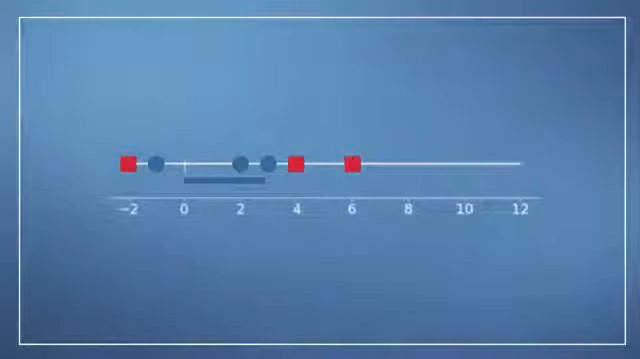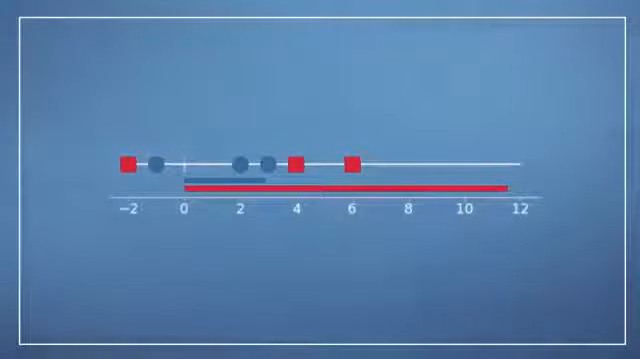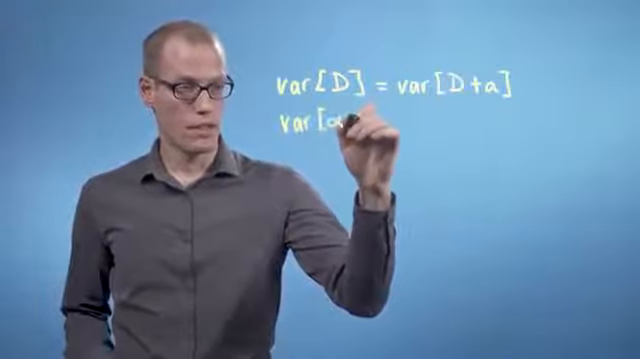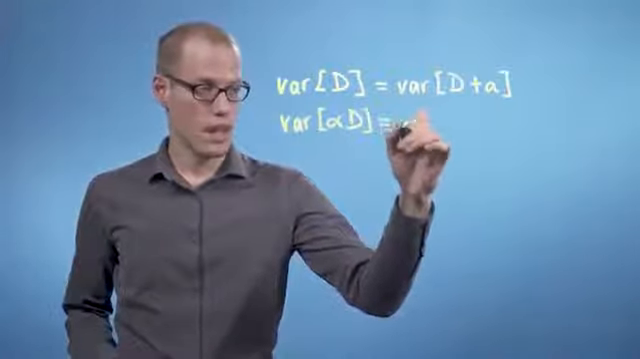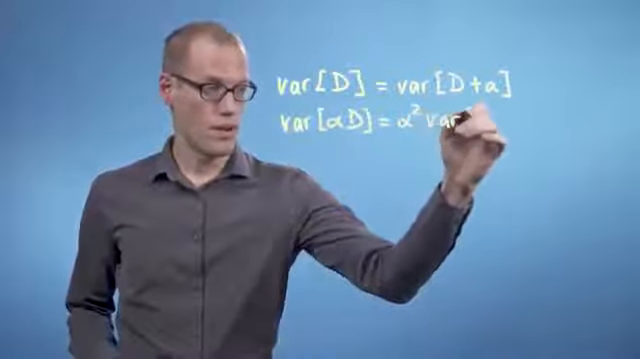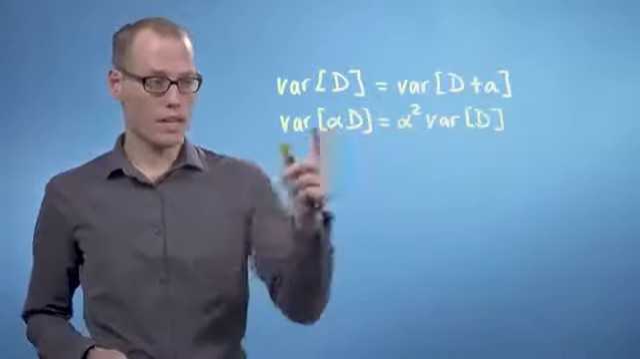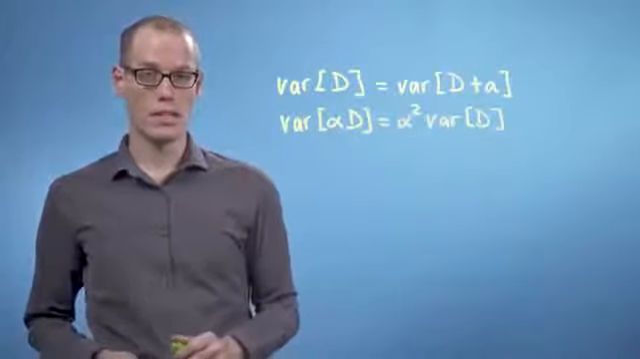Remember that the variance is the average squared distance of the data points from the mean. If we scale the data set by a factor of 2, the distance of every data point to the mean is scaled by 2. But the squared distance is scaled by 4. And the variance is therefore 4 times as big as it used to be. And our next result is that the variance of alpha times D is alpha squared times the variance of D, where alpha is a real number that scales every individual element in the data set D.